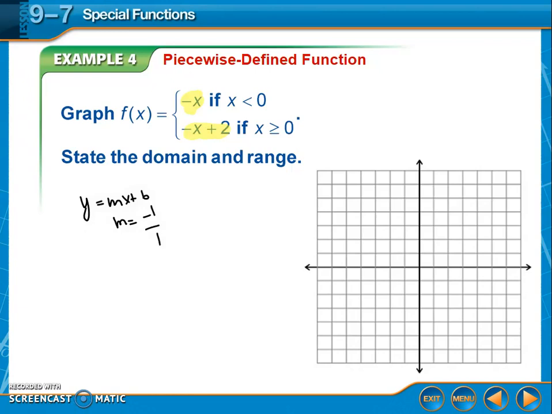I could think of that as negative 1 over 1. And I'm not adding anything to it, which means my b is 0. So it starts at 0. B is your y-intercept. So I start at 0, and then I have a slope of negative 1. So it goes down 1, forward 1, down 1, forward 1, right? And I get this line like this.